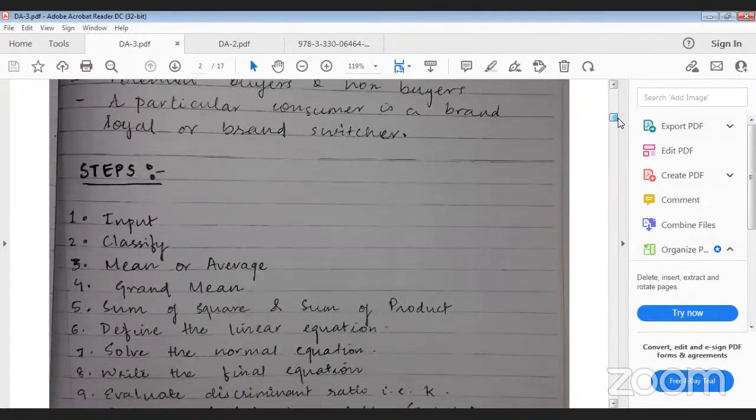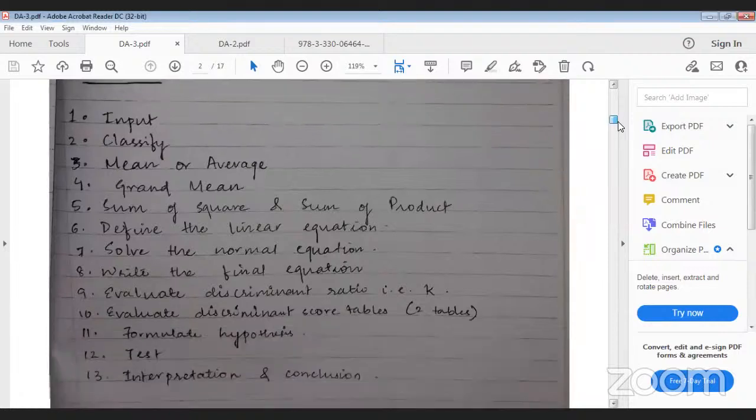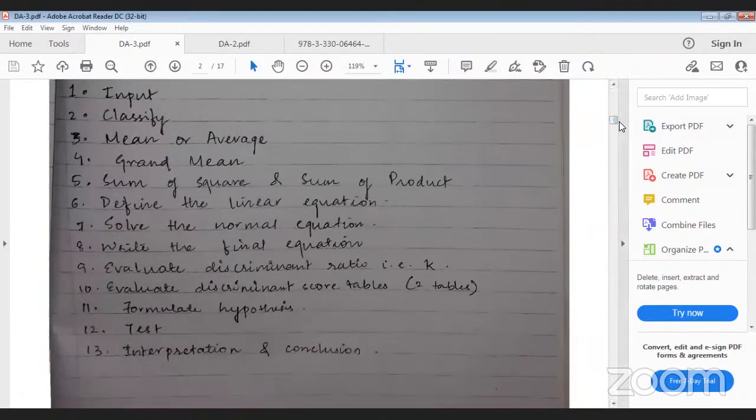Then the steps. That means in SPSS, how to go about analyzing with the discriminant analysis method, a statistical tool. Here I have written the steps. Those who have a laptop, please download the package and install it in your system, so that you take your own example, whatever we are discussing now, give the input and you will get the result. You have to test that. So these are the steps.